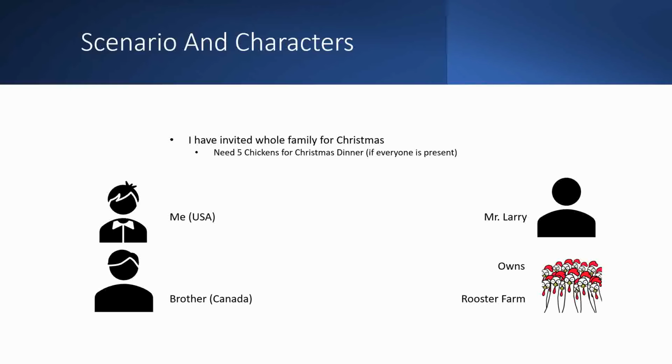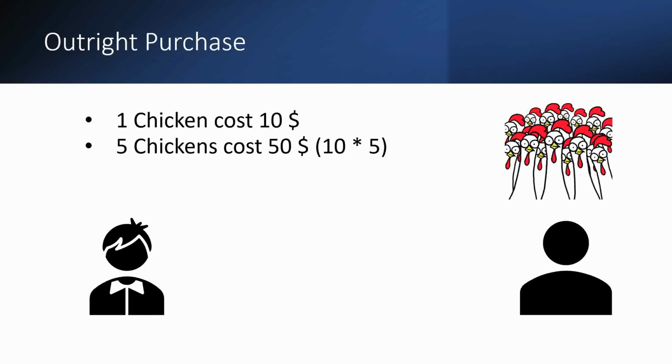Now there is another main character in this scenario, Mr. Larry. Mr. Larry owns a chicken farm, and he lives right next door to me, and I go to him, or I call him if I need chickens in this much quantity. So I don't go to the supermarket, I call Mr. Larry. So if I have done an assessment that I'm going to need 5 chickens, and if each chicken costs me $10 as of today, then altogether I will have to pay Mr. Larry about $50.